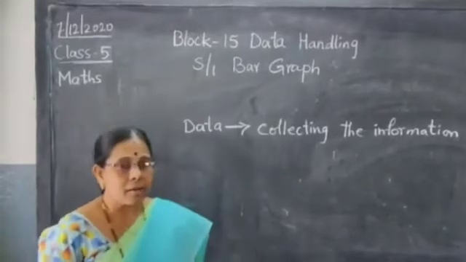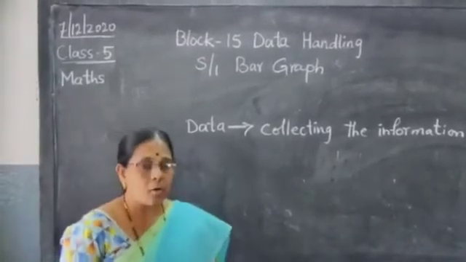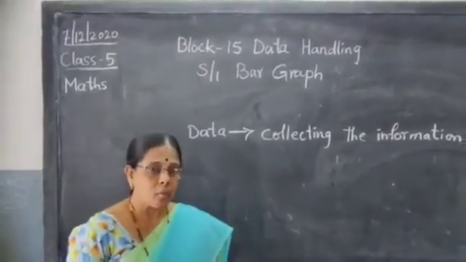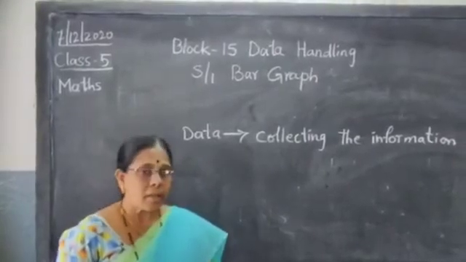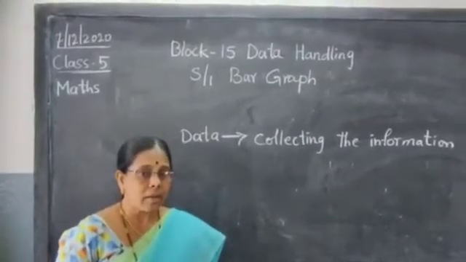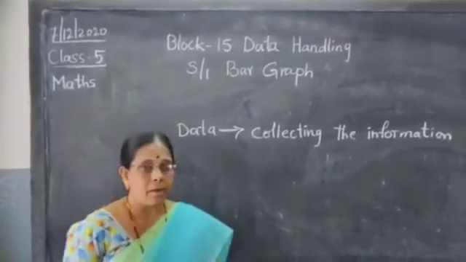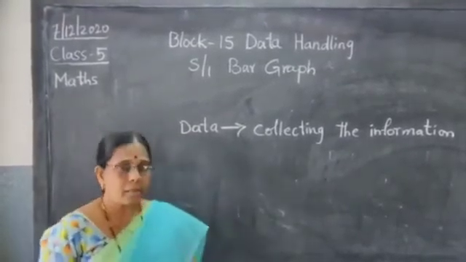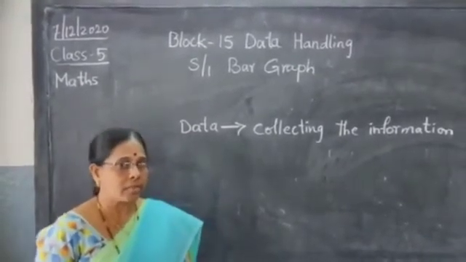For example, nowadays the government is collecting the information of COVID patients. How many are positive cases, how many are negative cases, how many are dead. So they are collecting the information of COVID patients. Okay.